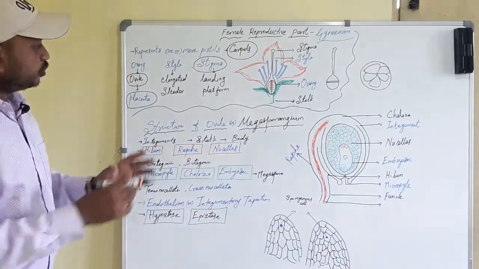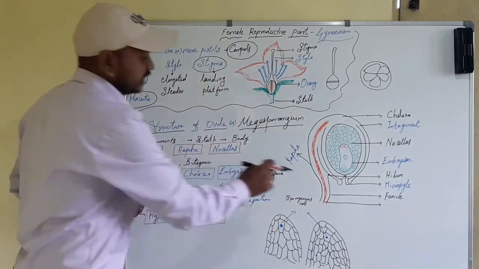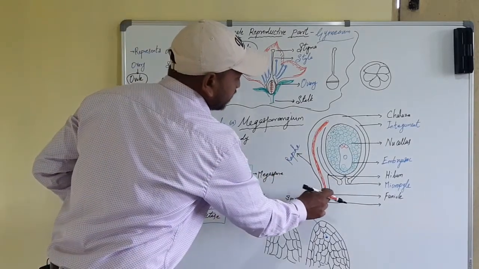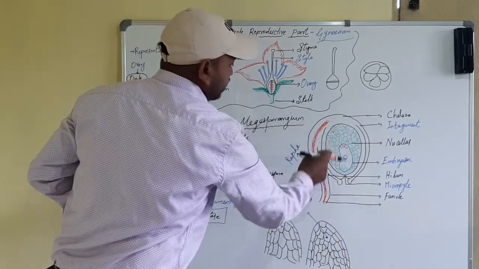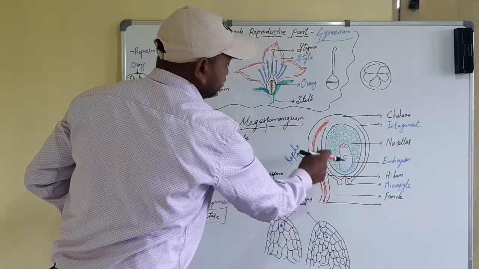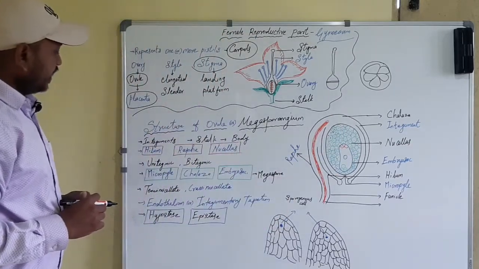Okay. Now the mature ovule possesses a stalk and a body. This is the stalk of the ovule, otherwise called the funicle. This is the body of the ovule. The funicle attaches the body to the placenta. Okay. Next.